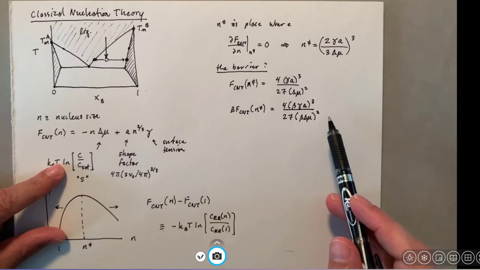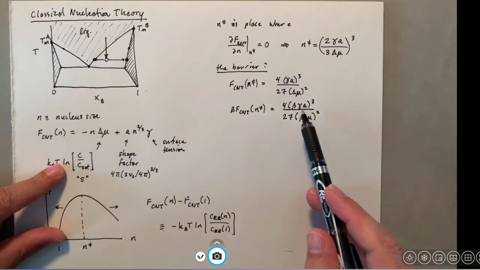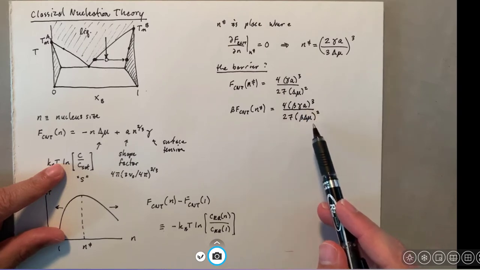Again, a lot of predictions buried in this little equation. You can see that the barrier goes up with the cube of the interfacial free energy, and it goes down with 1 over the squared log of the supersaturation.